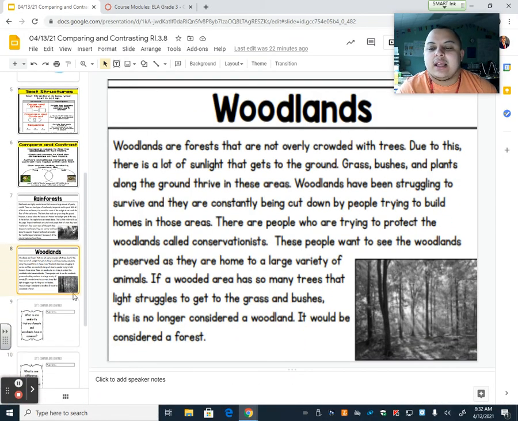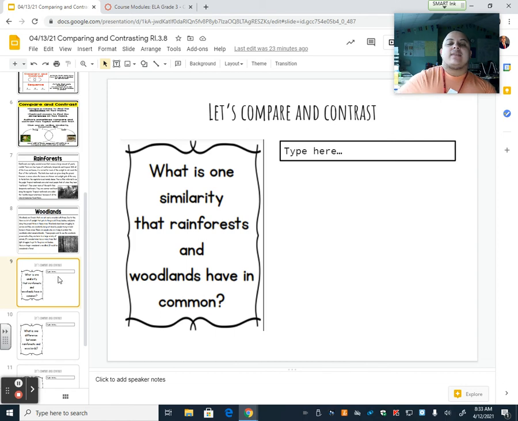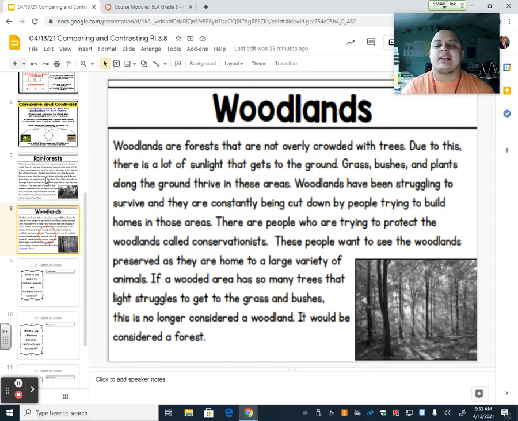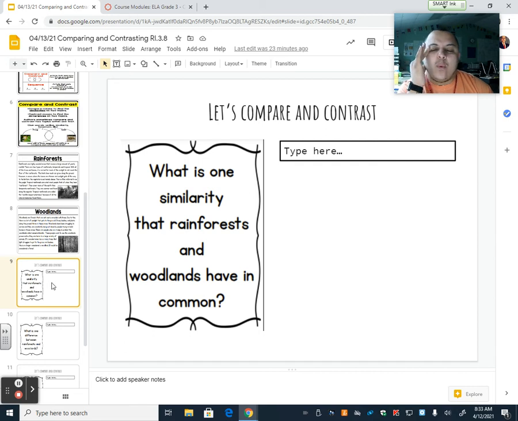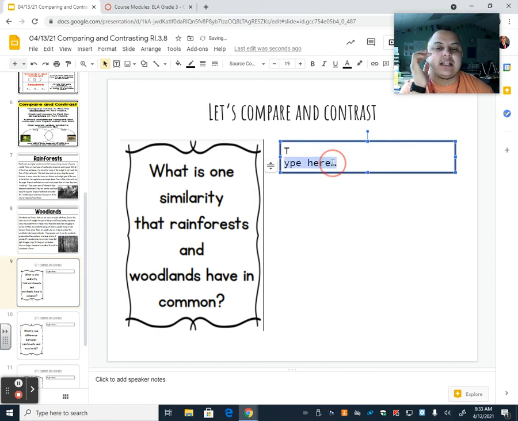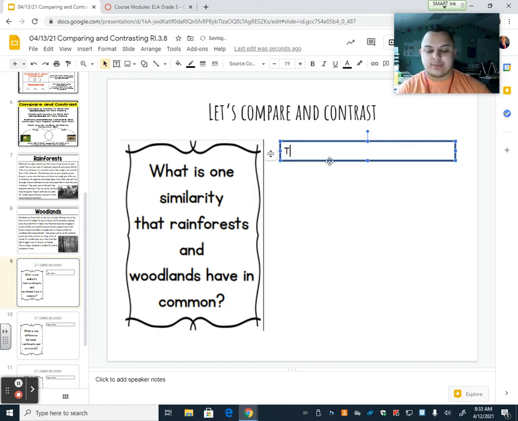All right. Now let's look at some questions. What is one similarity that rainforests and woodlands have in common? Remember that the words similarity and common tell how they are the same. So I can go back and look, or I can just think back and ask myself, what do I remember reading about these two topics that might be the same?